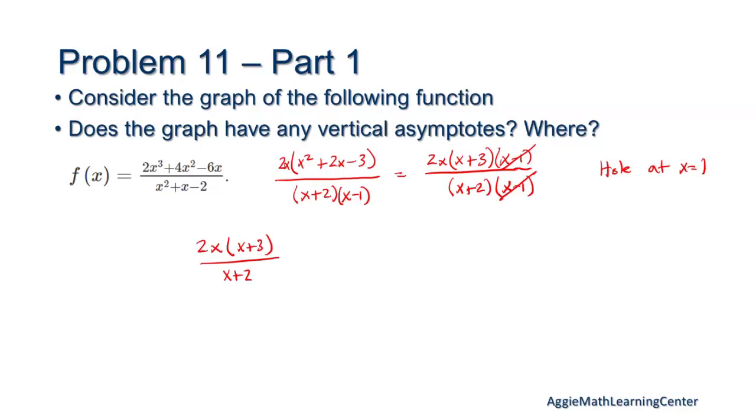So our vertical asymptotes, we look at the denominator, right? We set the denominator equal to 0. And we have a vertical asymptote at x equals -2.